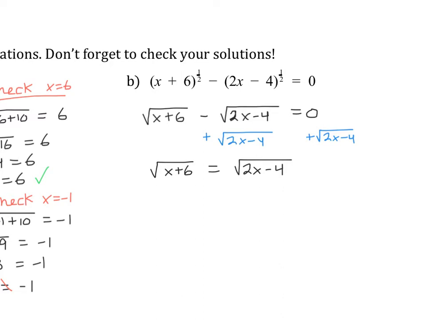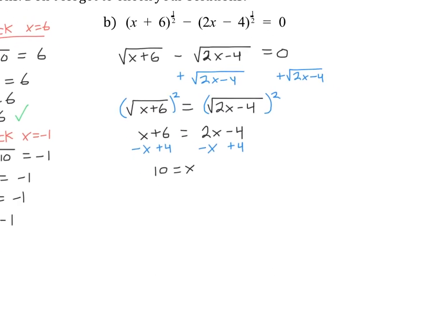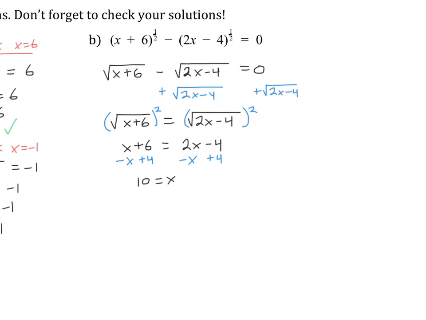So now that we've done that, we can clear our square roots by squaring both sides. And that gives us x plus 6 equals 2x minus 4. And then to finish solving, we can subtract x from each side and add 4 to each side. And that leaves us with x equals 10. So again, before I box it, we do need to check our solutions.